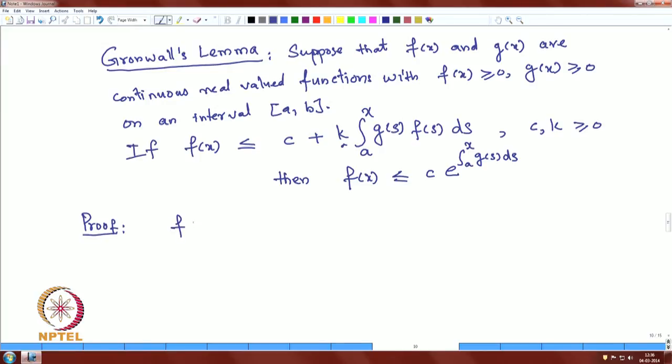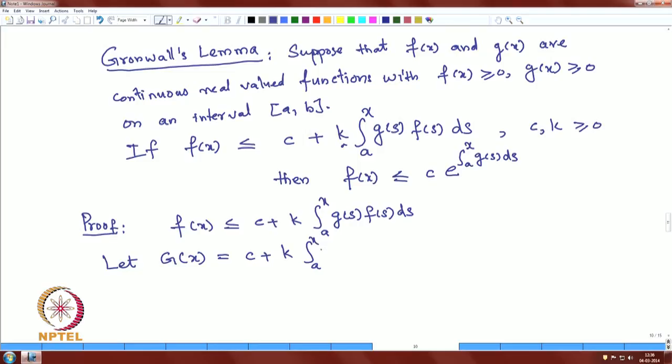is, so what we have is f(x) is less than or equal to c plus k times the integral a to x of g(s) f(s) ds, this we have. And if I take the RHS and denote this by G(x), so let G(x) be equal to c plus k integral a to x of g(s) f(s) ds. Thus we have f(x) is less than or equal to G(x), by the hypothesis, because G(x) is your RHS.